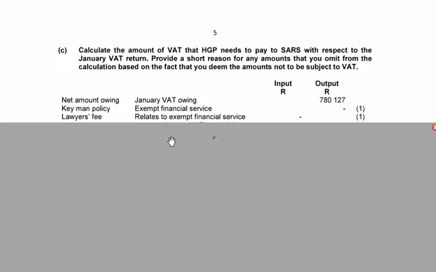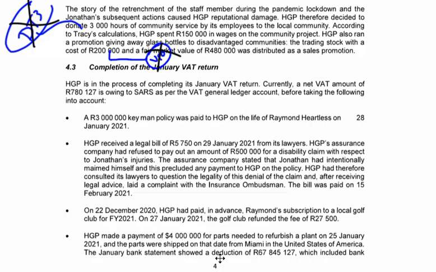So yes, I know there's normally VAT claims on legal fees, but in this case you can't do it because it's dealing with something that is not for a taxable supply. It says on 22 December, HGP paid in advance Raymond's subscription to a local golf club. On 27 Jan 2021, the golf club refunded the fee.